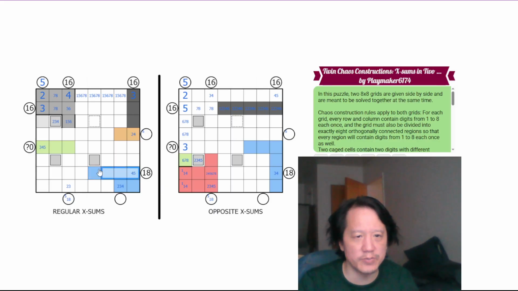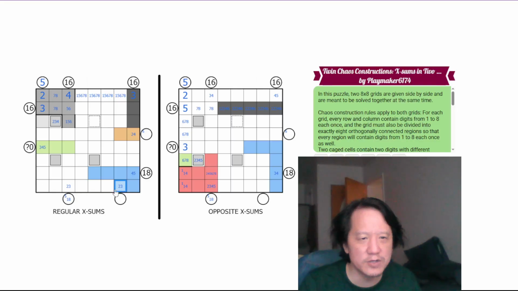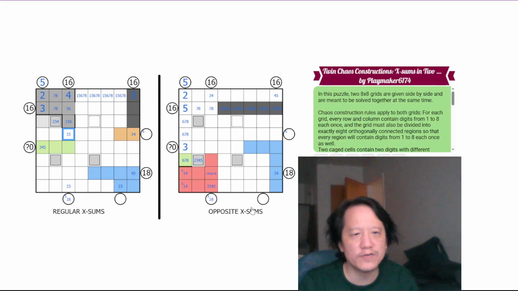So this cannot be 4 here. If this is 4, that means this would have to be 5. So 1, 2, 3, 4, 5, 6, 7, 8, 9 cells in the region. And that would be 2 or 3 as a pair. This would be 1, 5, or 6. This would be 3 going that way. This is definitely 5.